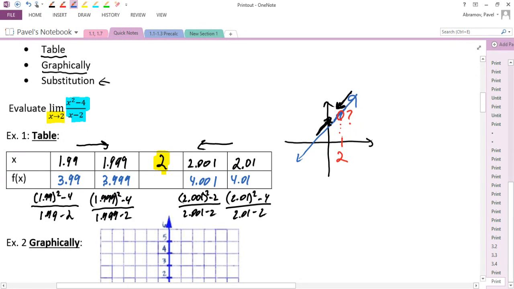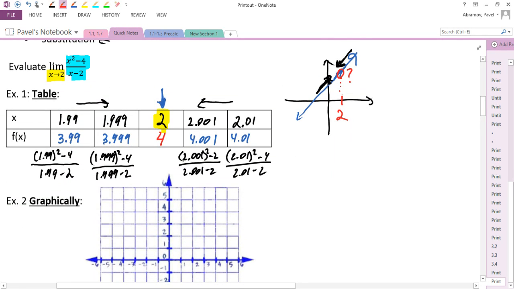So once again, if you try to substitute this particular 2, the value of the function will be undefined. We do not know what it is. But we can see that as we're approaching this 2 from the left side and from the right, the y value that we seem to approach is 4. So therefore, the value of this limit is 4. Now, that's one way we can do it. We can do it through the table.